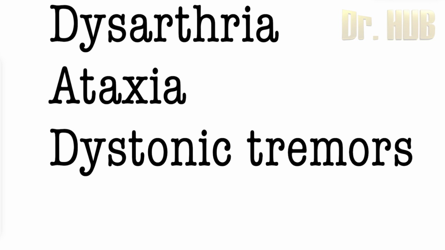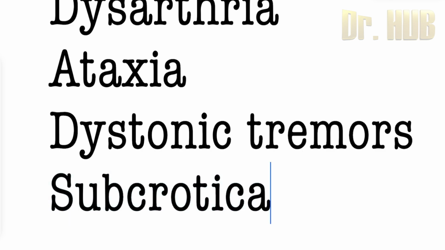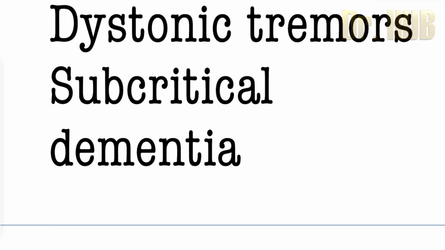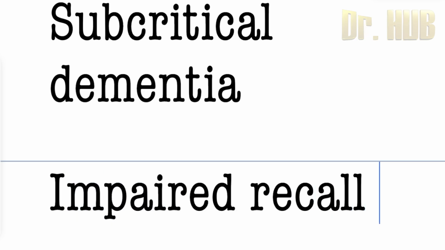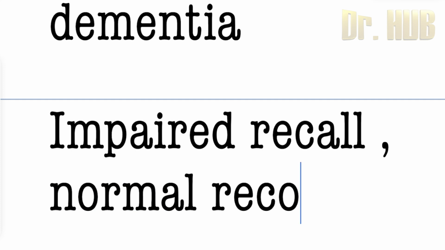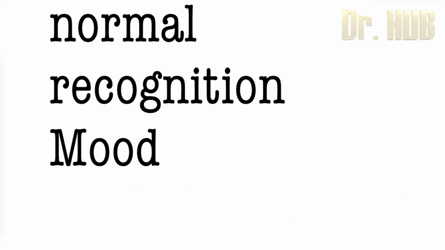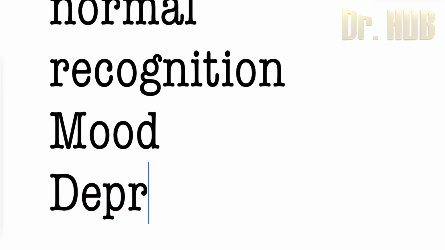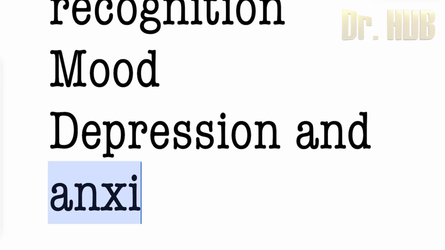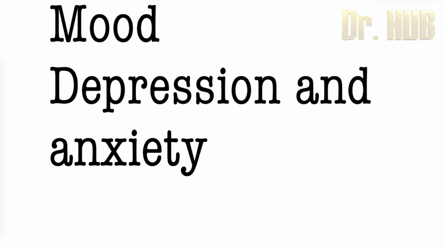Now looking at the memory in subcortical dementia. In cortical dementia, recall and recognition are both impaired. In subcortical dementia, it is impaired recall and almost normal recognition. Now looking at the mood of subcortical dementia: there is significant depression as well as the presence of anxiety.